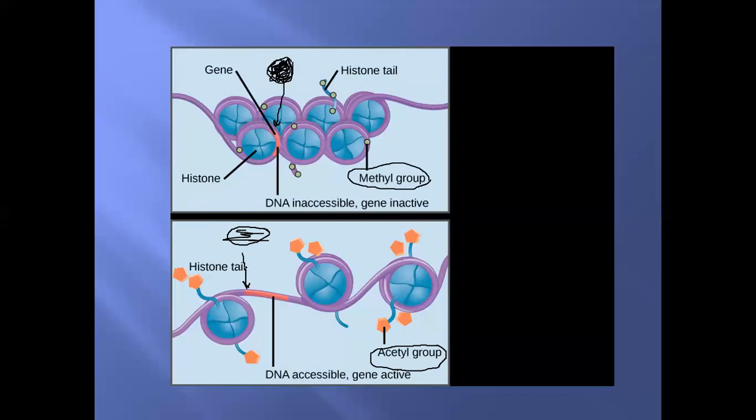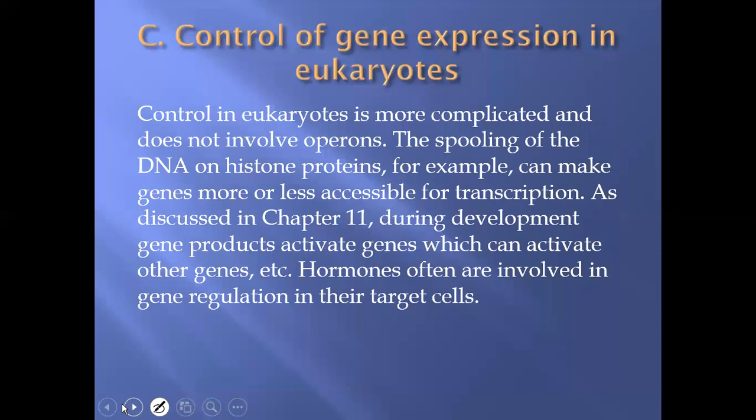Okay, so the more loosely wound the DNA is, the more likely it is to be expressed. And so we'll find these acetyl groups. Acetyl groups and loosely wound DNA are going to be found in areas where genes are turned on, and methyl groups and tightly wound DNA are going to be found in regions where the DNA is turned off.